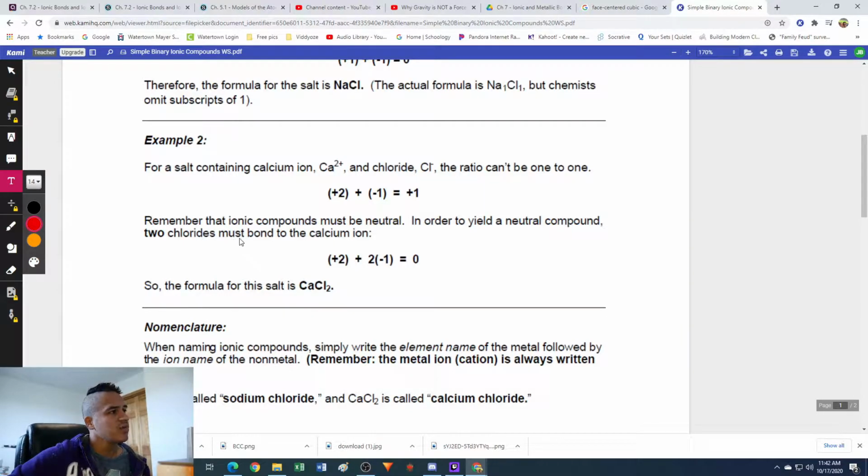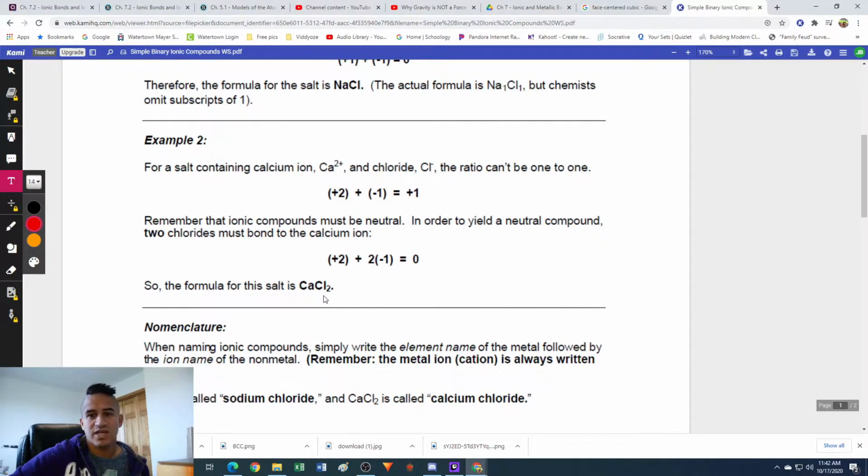So it says, remember that ionic compounds must be neutral. In order to yield a neutral compound, two chlorides must bond to the calcium ion. So we need two chlorines, each with a negative 1 charge, which will give us a total of negative 2, to balance out with the one calcium that has a positive 2. That will give us a charge of 0, which means our formula then will be 1 calcium, so Ca, and 2 chlorides, Cl2.